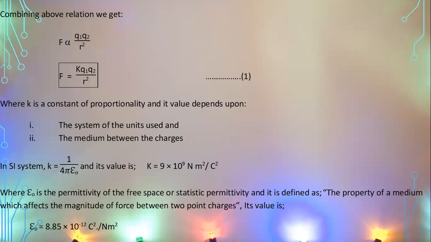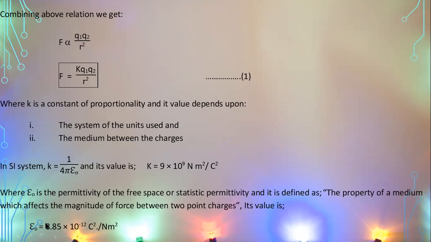We got F directly proportional to Q1 Q2 divided by R square. Then we replaced the proportionality constant with K, and it becomes F is equal to K Q1 Q2 divided by R square. Then we discussed what the constant depends on: the system of units used, and the medium between the two charges. We wrote the value of K, that is 1 over 4 pi epsilon naught, with numerical value 9 multiplied by 10 to the power 9, and the units of the force, distance, and charges.